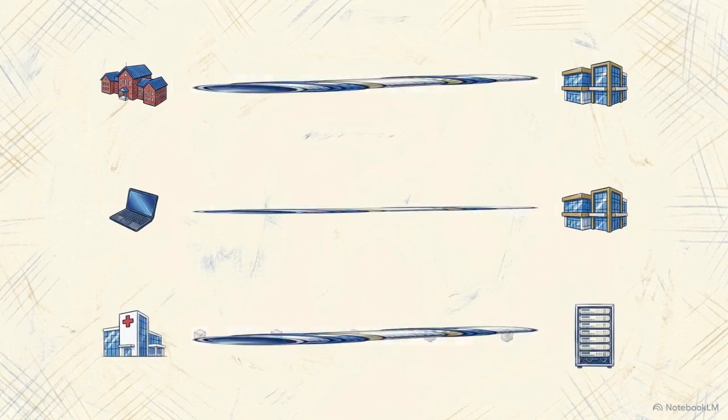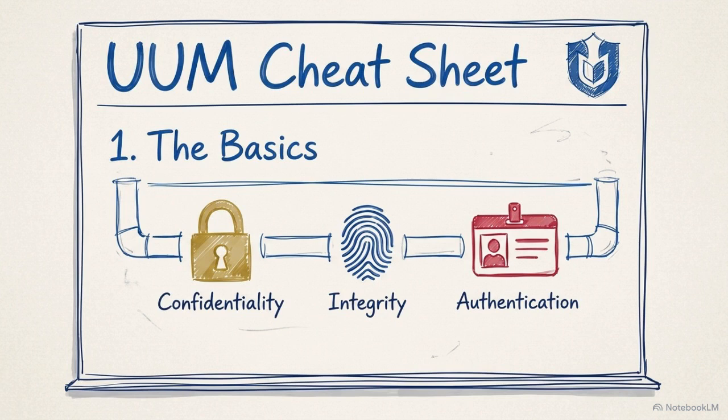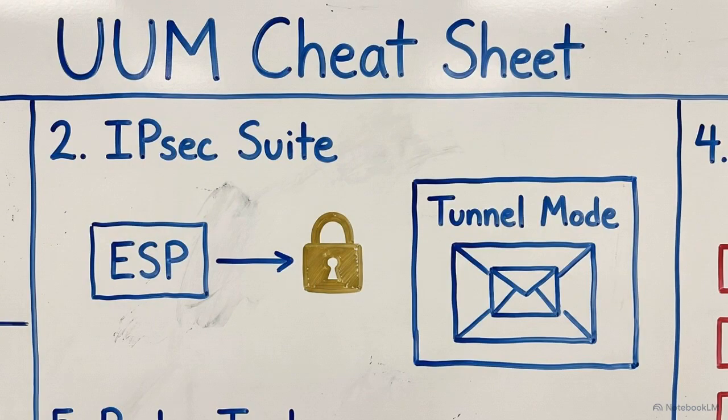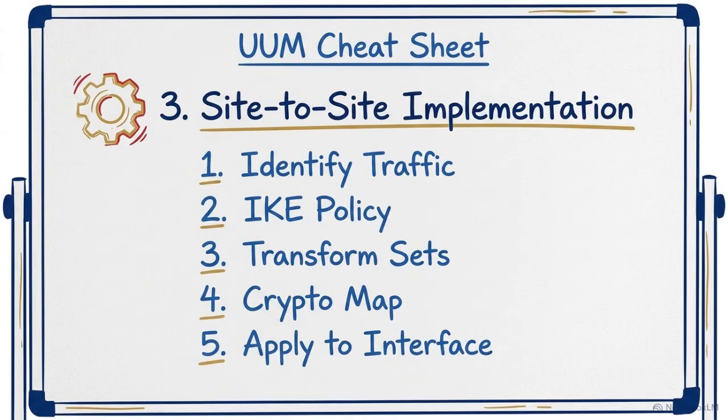To summarize, a VPN provides confidentiality, integrity, and authentication through encapsulation. Within the IPsec suite, ESP provides the necessary encryption, while tunnel mode hides the routing headers for site-to-site links. Implementation follows a strict flow. Define the traffic, configure the handshake, set the encryption rules, and apply the crypto map.